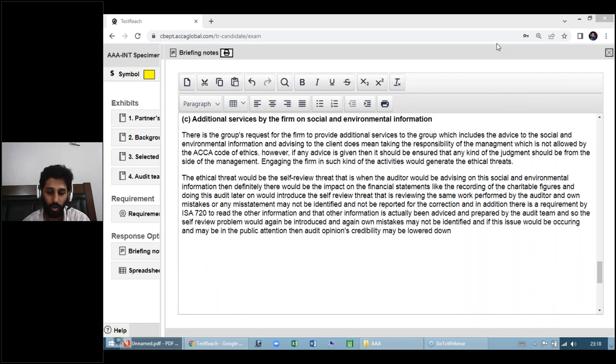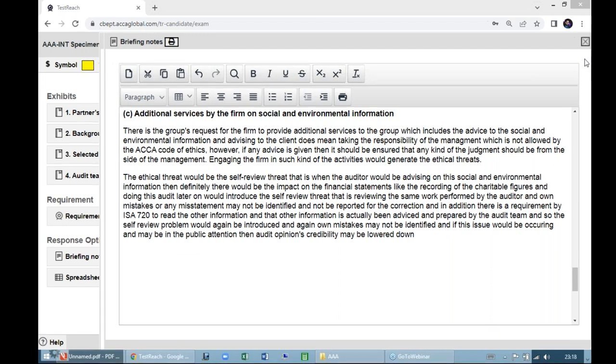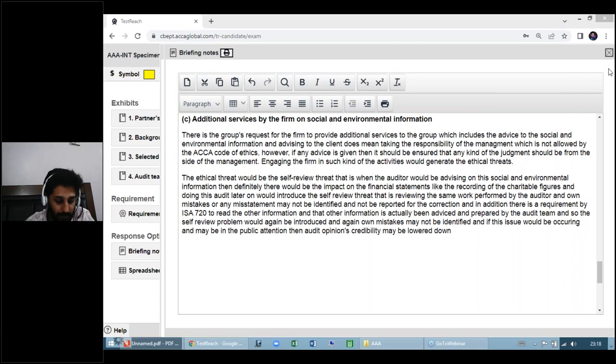Okay, so the audit opinion's credibility may be lowered down when it becomes public attention, because if that issue comes to public attention, then obviously there would be a question mark on the credibility of the audit opinion, right? There could be a negative impact on the credibility of the opinion.